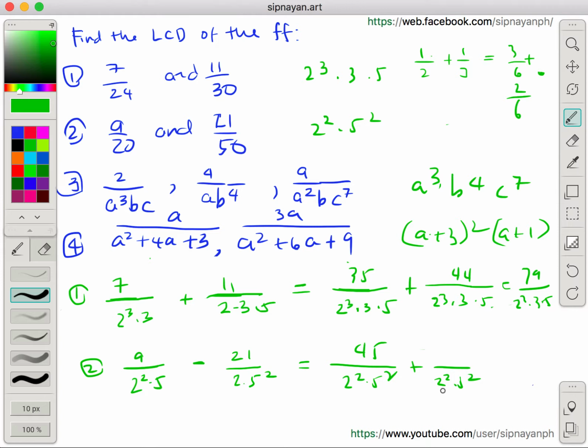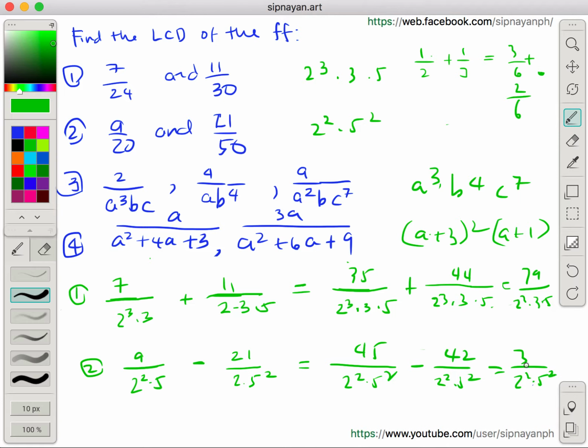And again, 2 squared times 5 squared, makakancel yung 5 squared. 2 squared divided by 2 is 2 times 21. That's 42. No? Sorry, hindi pala ito plus. This is minus, no? So, magiging 45 minus 42 is 3 over 2 squared times 5 squared.